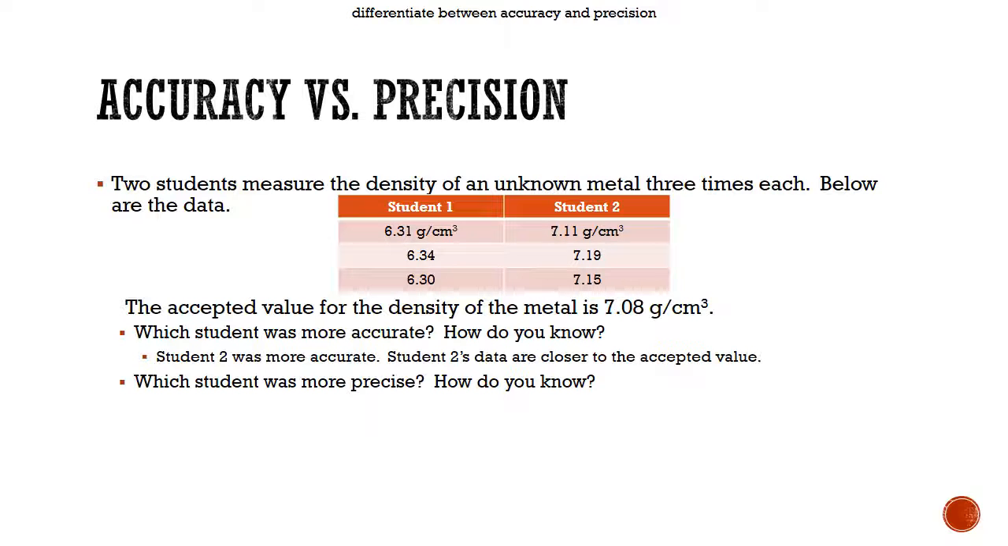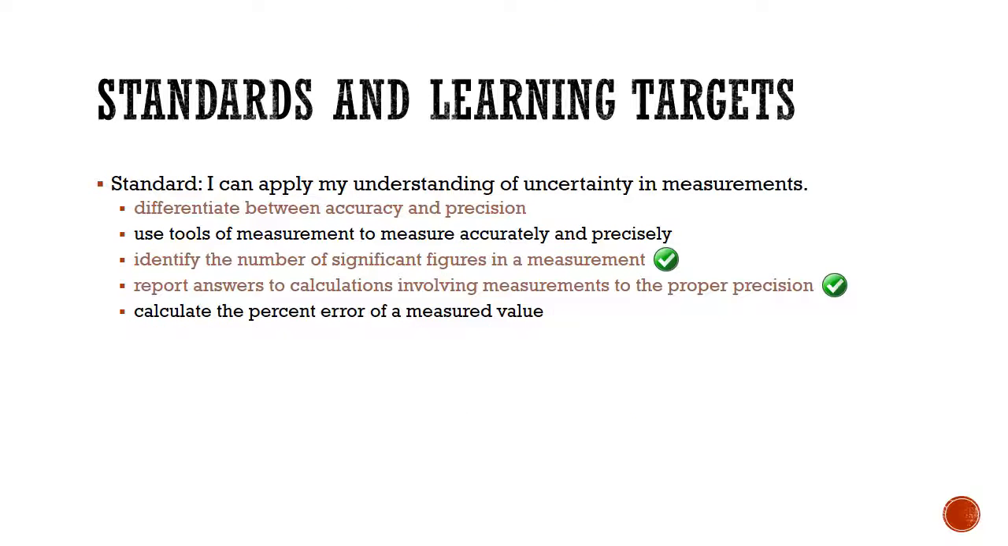Now, on the other hand, which student was more precise? How do you know? Well, looking at the data, we can see that student 1's data is closer to each other. There's not as much of a range between the high and the low. There is more consistency there. So student 1 was more precise because student 1's data are more consistent. So we have looked at the difference between accuracy and precision. We can now differentiate between those. Now let's look at how we do some calculations along these same lines.